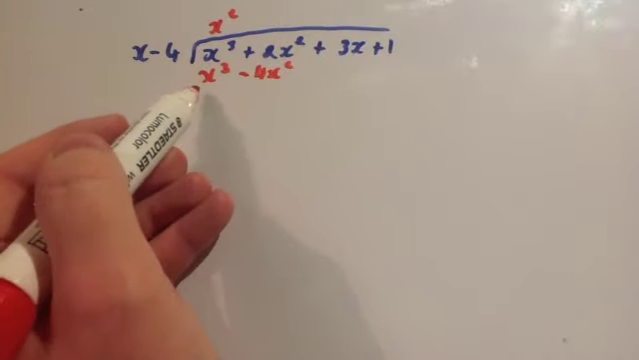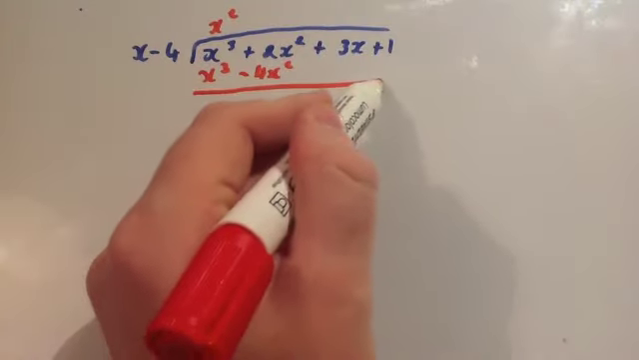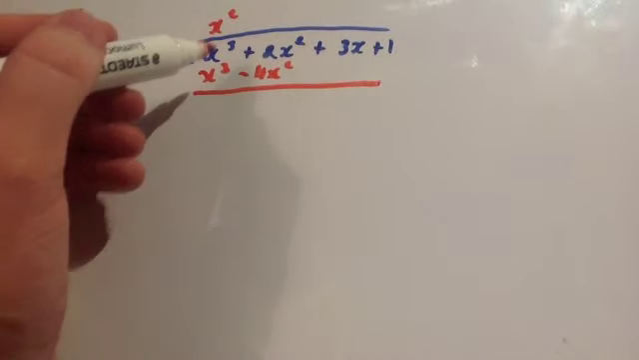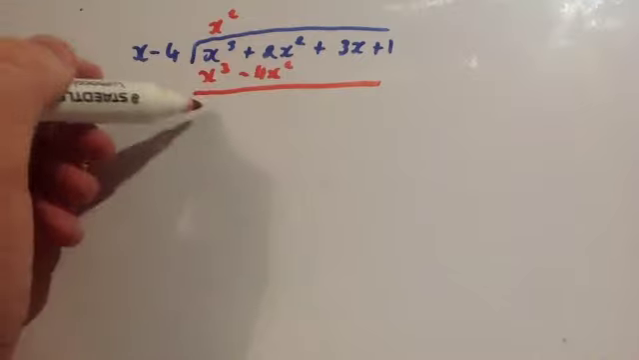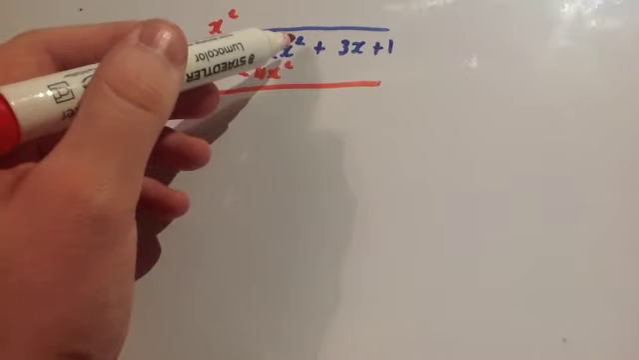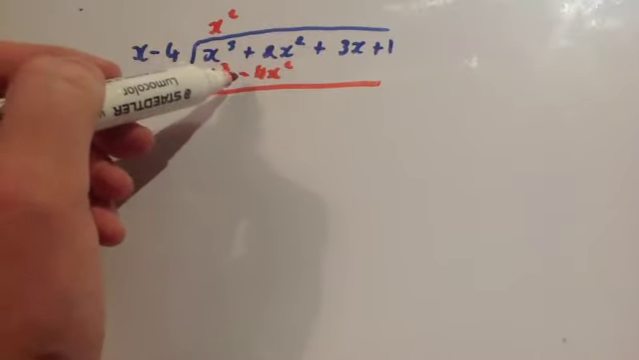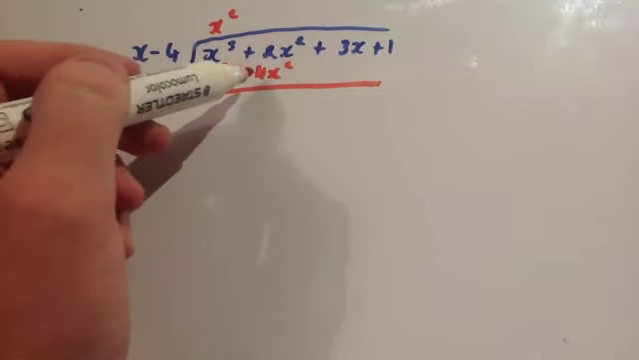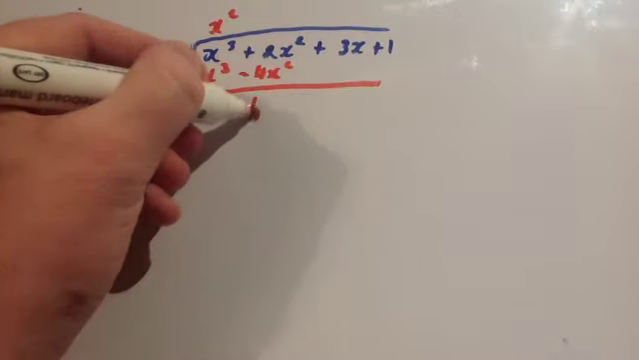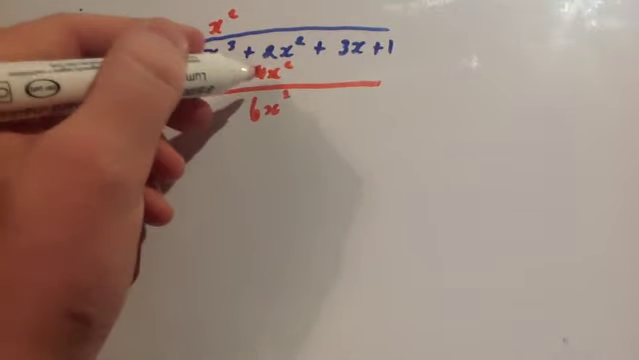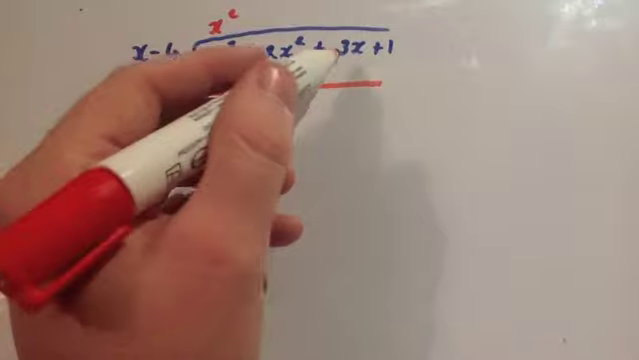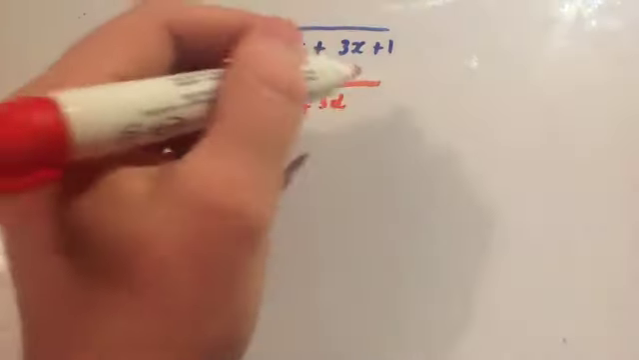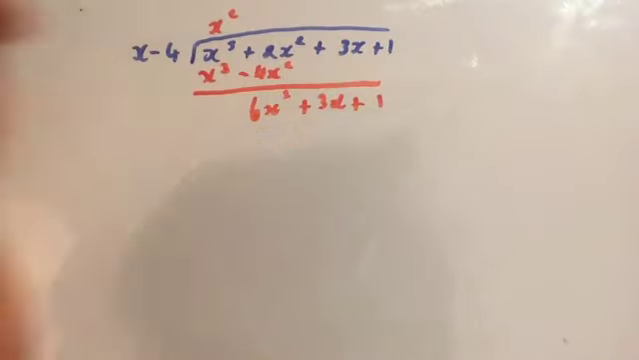Now we're going to take this away from what's being divided. So x cubed take away x cubed is 0. 2x squared subtract minus 4x squared: 2x squared minus minus 4x squared is going to be 6x squared. Remember, you're subtracting a negative, so you're going to add it. 3x take away nothing is plus 3x, and 1 take away nothing is plus 1.